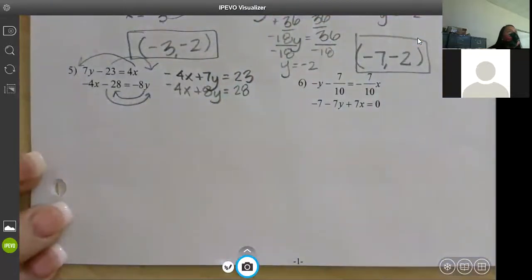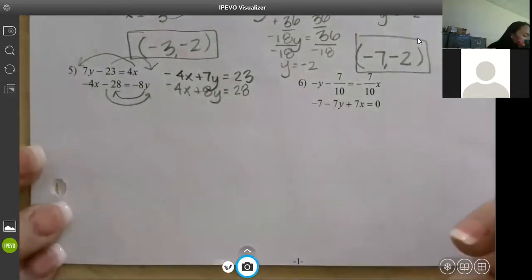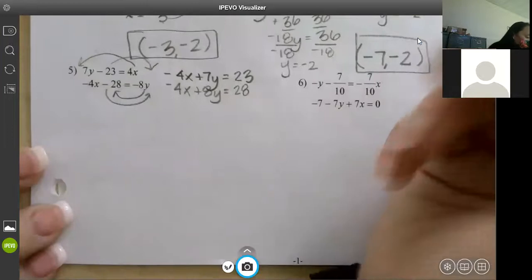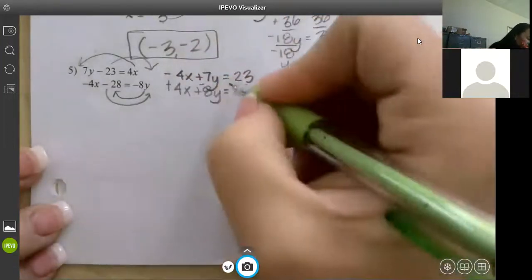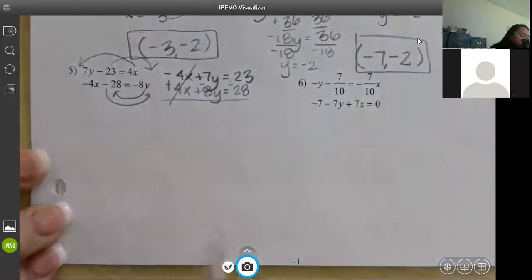What do you notice? Yeah, so we don't have to multiply because we have the same number. That's what I was trying to tell you yesterday on your quiz. So how do we get them to cancel out? Change, change, change. So your 4x's cancel out.